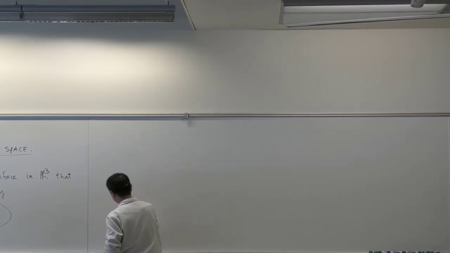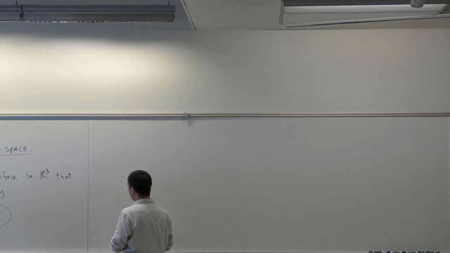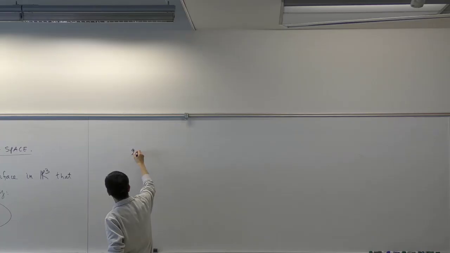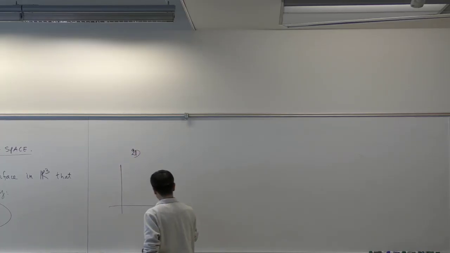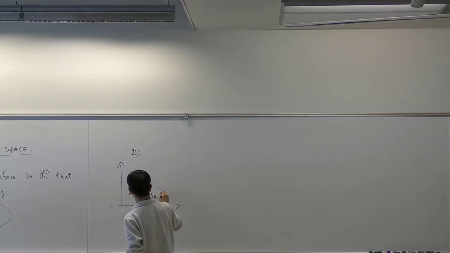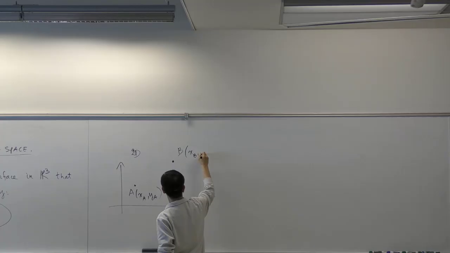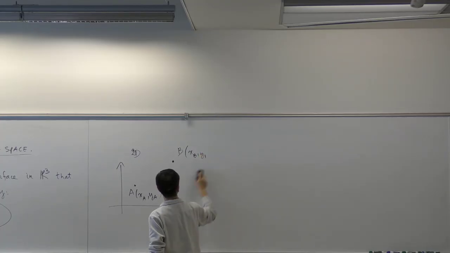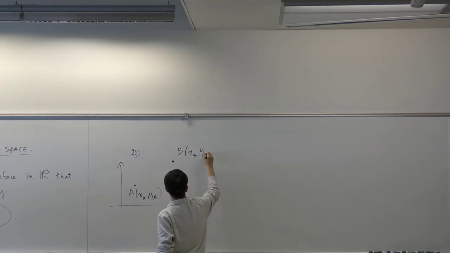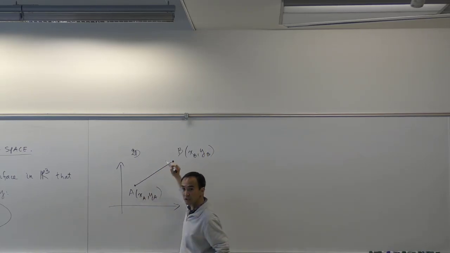So once again, let's look back at the old days. For 2D, you've got a point A with coordinates xA and yA, and another point, point B, with coordinates xB, yB. You guys still remember the formula to calculate the distance between these 2 points?